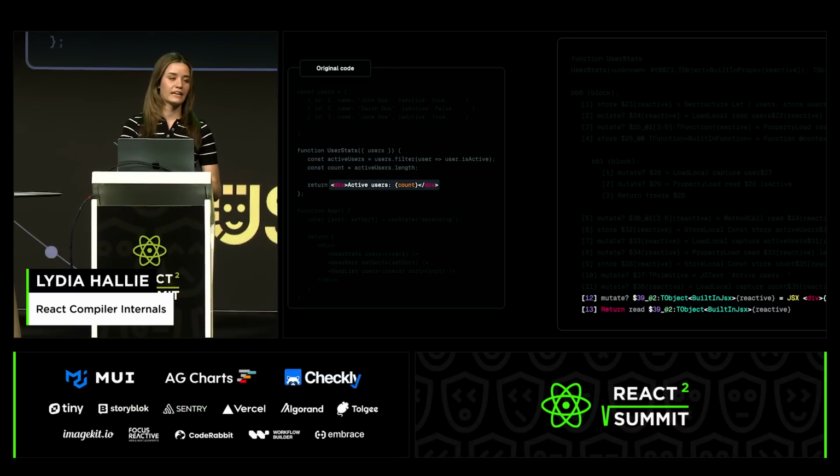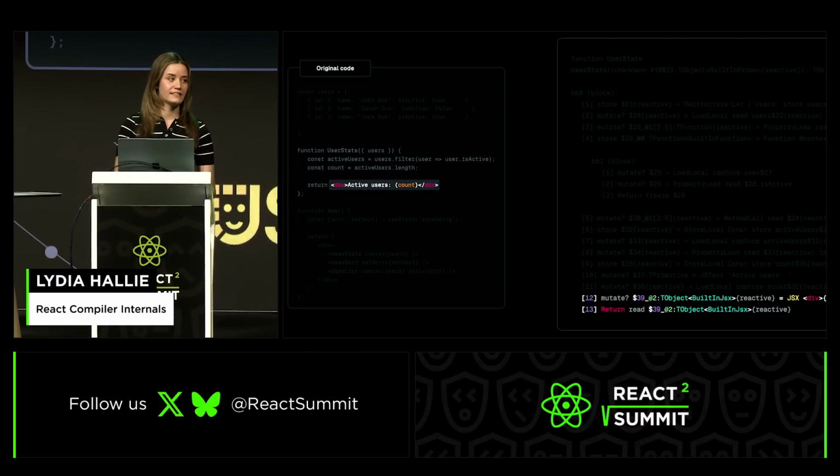So this only recalculates whenever count changes. So if the users array changes, but the total amount of users is the same, then we can just reuse this cached JSX. And this is something that's pretty much impossible to do with useMemo, but it's done automatically with the compiler.